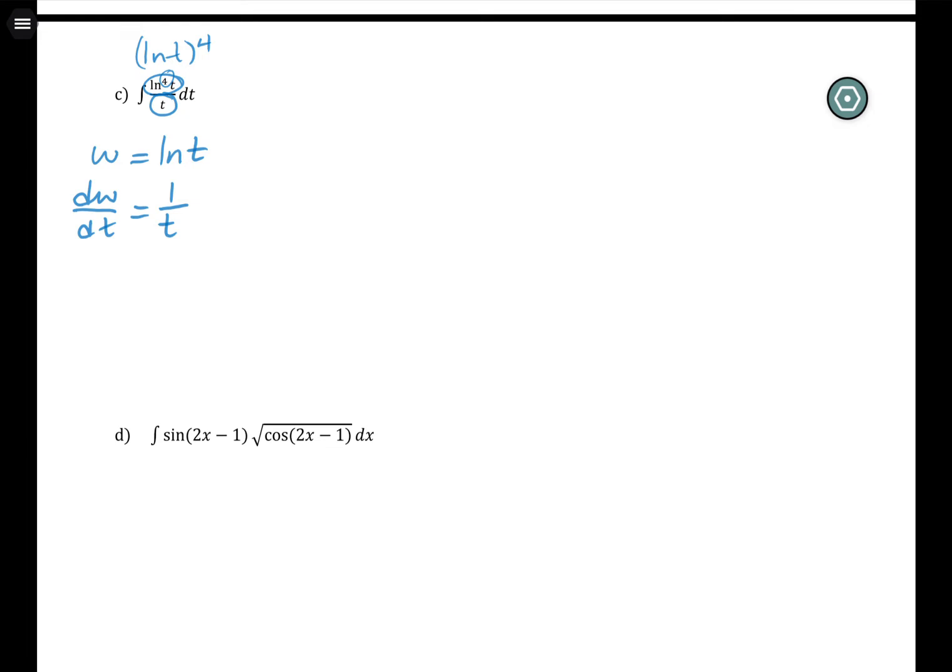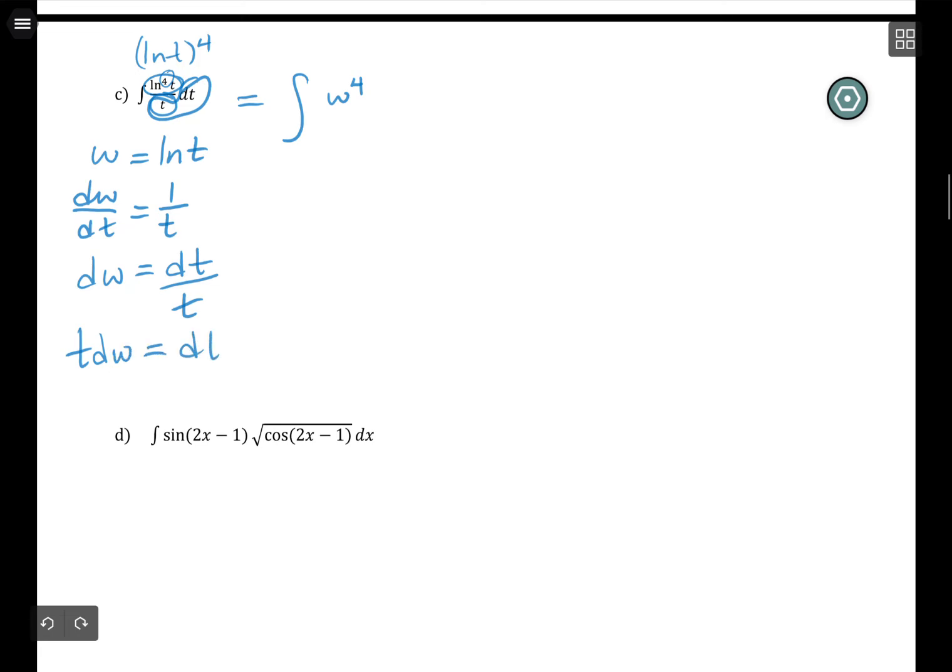So I'm going to replace my natural log t with the w. So I have w raised to the fourth, and then I'm going to replace my dt. dw equals dt over t. So you could actually snag at this point and say, okay, dt over t becomes dw, or if you prefer to just walk it all the way through, you can say that dt gets replaced by t dw. So this is over t, and this is t dw, if we're going to go all the way to that last step. And either way, what you should find is that those t's do cancel out.